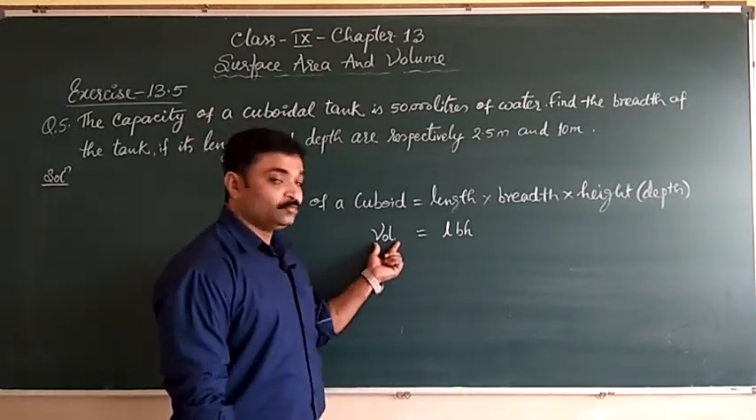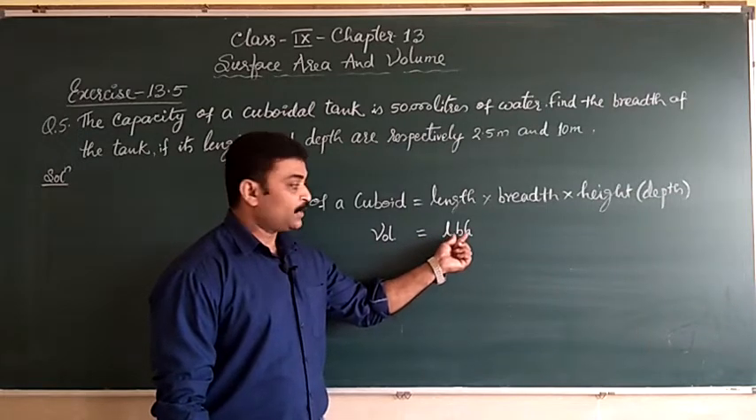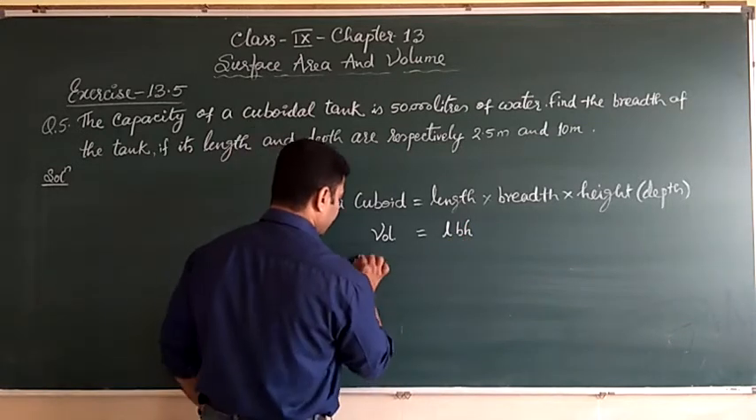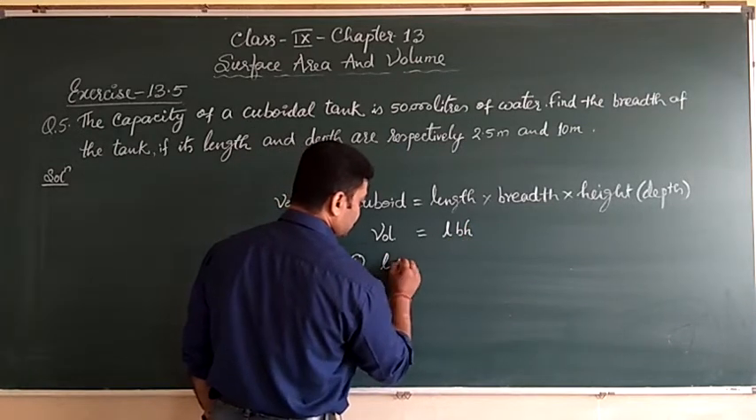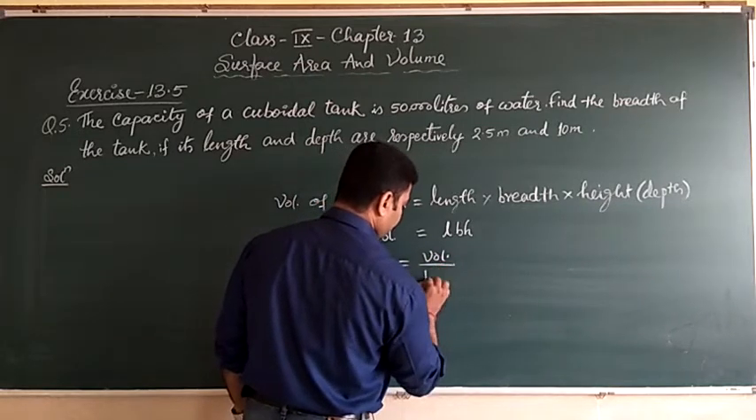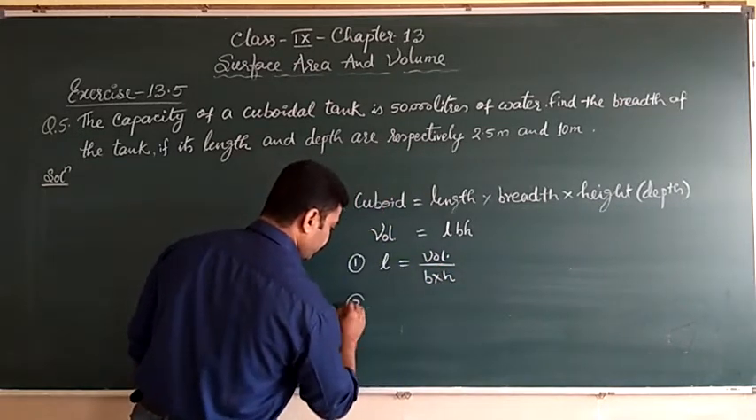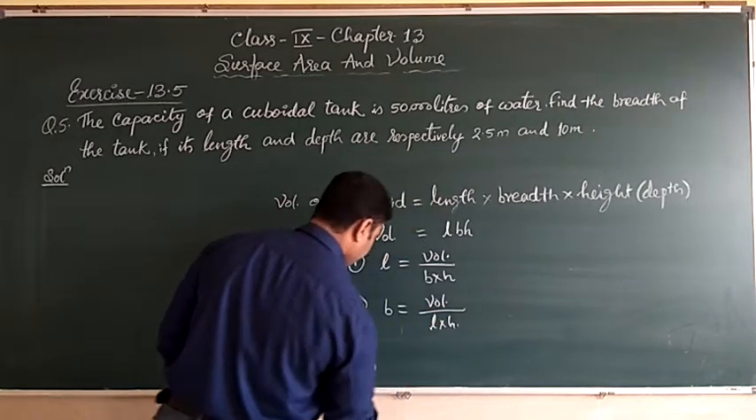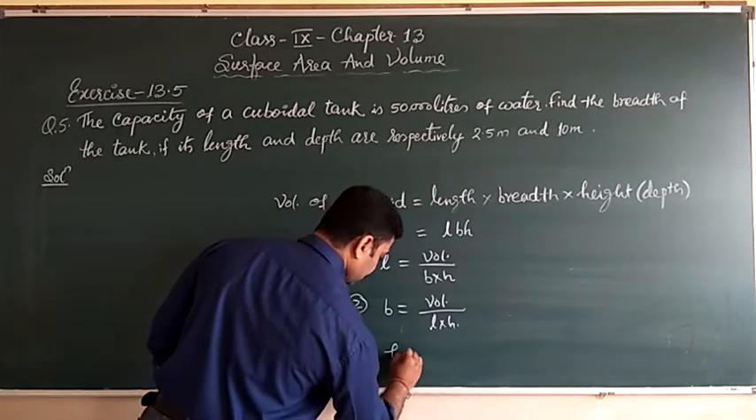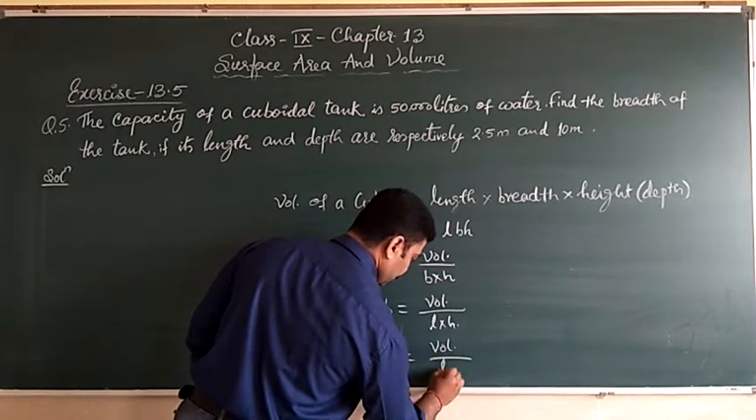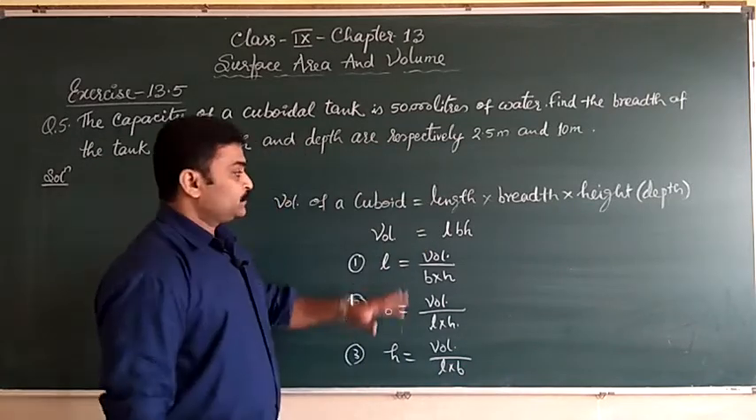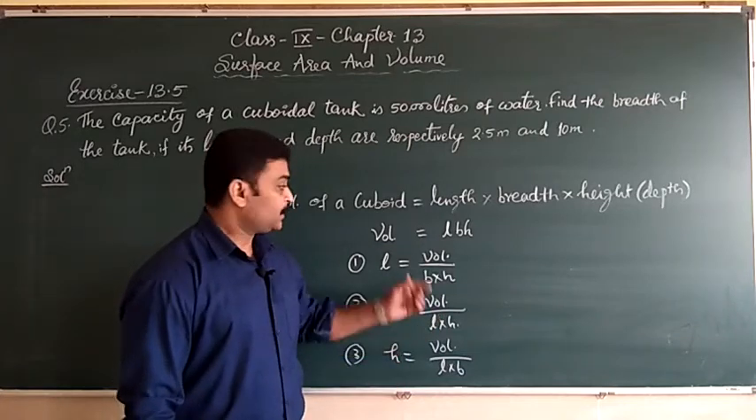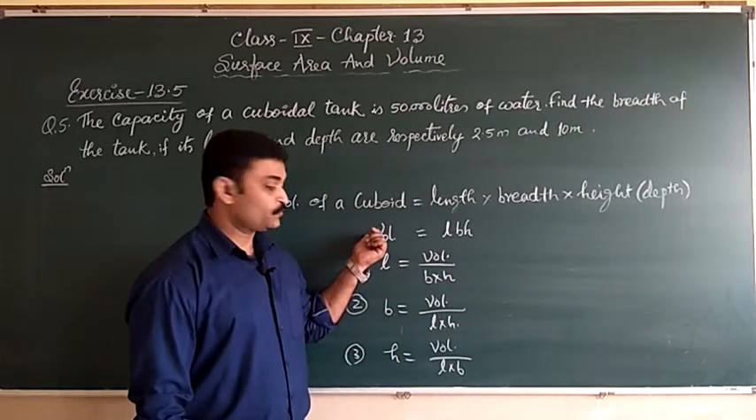If you have been given volume, length and breadth, and you are asked the value of height, you can find it. To find length, length is equal to volume upon breadth into height. If you have to find breadth, then volume upon length into height, and if you want to find height, then volume upon length into breadth. This formula we will use to find the length, breadth and height of the cuboid, and the other formula will be used to find the volume of the cuboid.